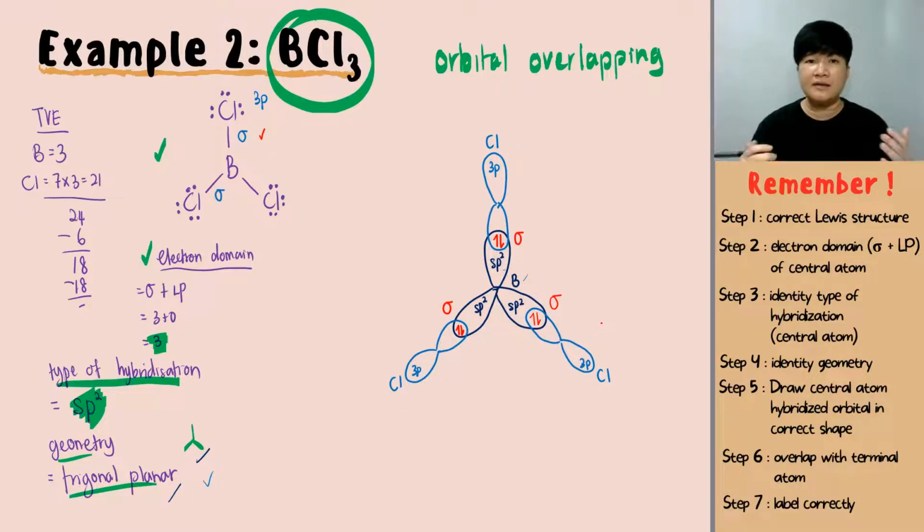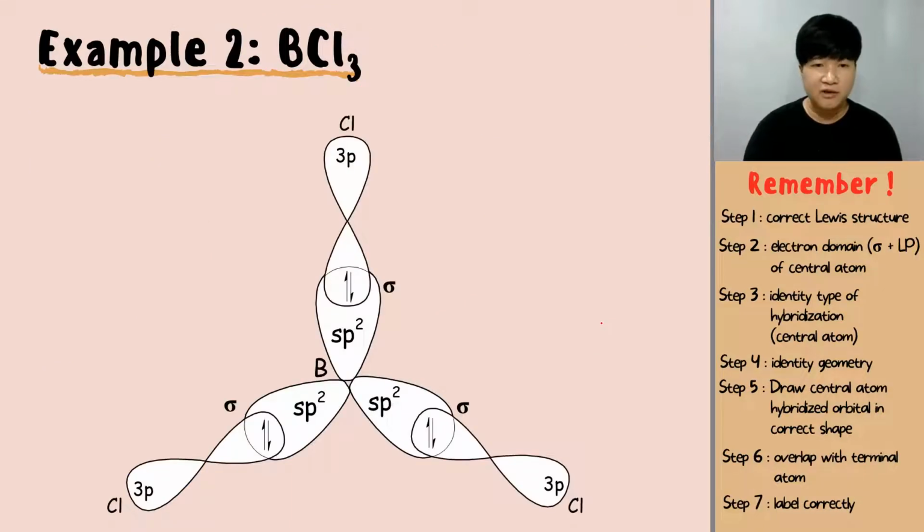Alright? And that is our orbital overlapping. And a better version of it, of course, by using the computer, you have your sp2 hybridized orbital in the shape of trigonal planar of the boron, which will overlap end to end with the 3p orbital of the chlorine, forming one sigma bond. Same thing over here, sp2 hybridized orbital overlaps end to end with the 3p from the chlorine, forming another sigma bond. Okay, so make sure you have all the labels clean and clear on your orbital overlapping diagram.